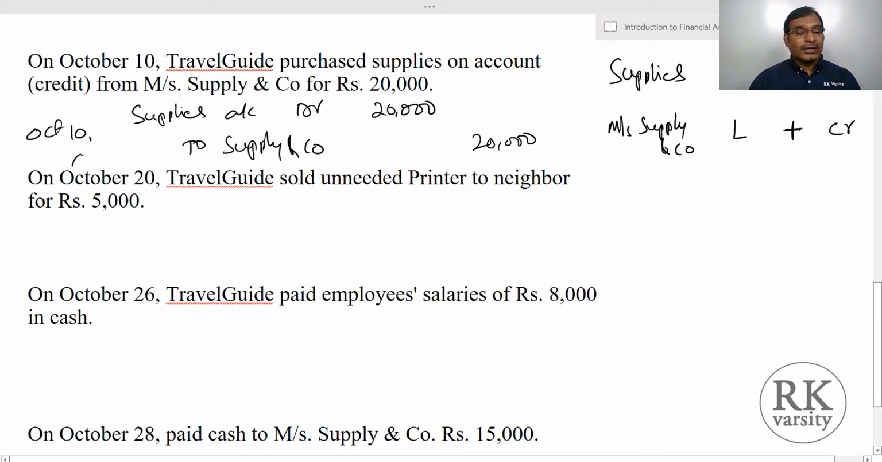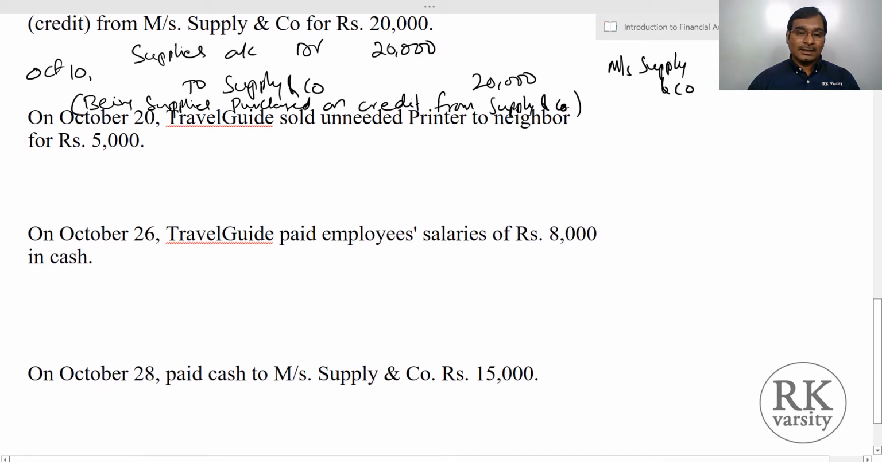Now you can write a narration here. Being supplies purchased on credit from Supply and Company. I am writing narrations here and there, but for every journal entry it is good practice to write a narration.